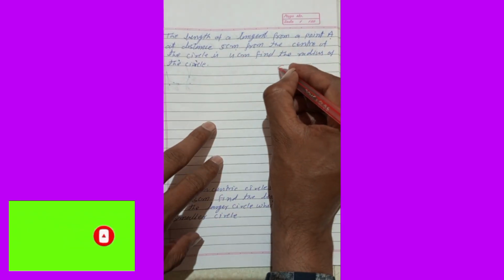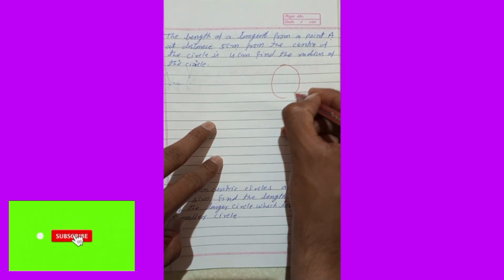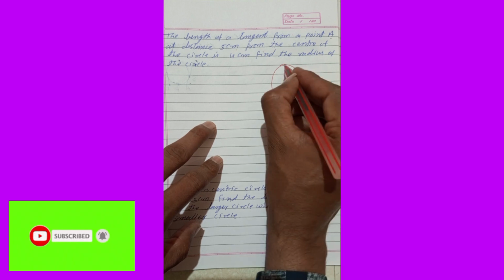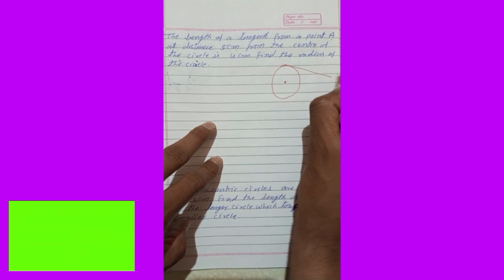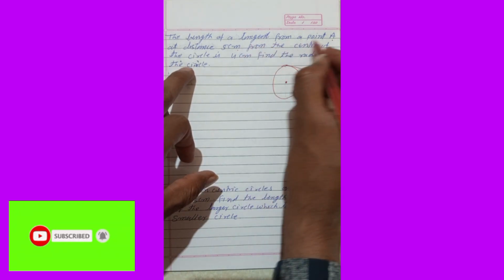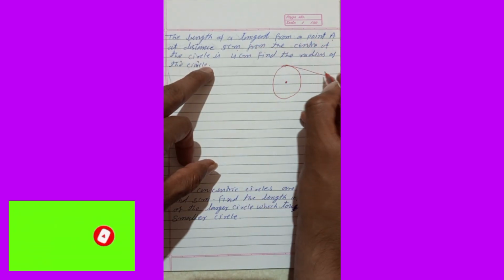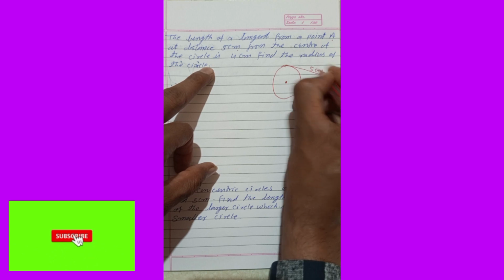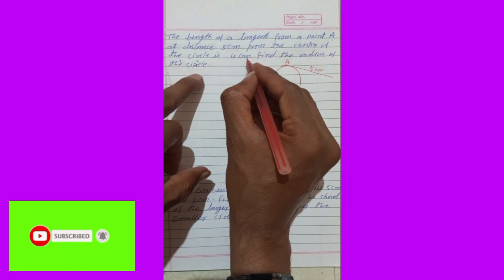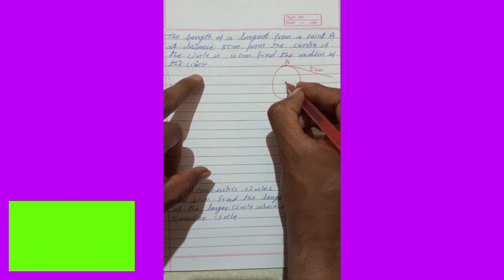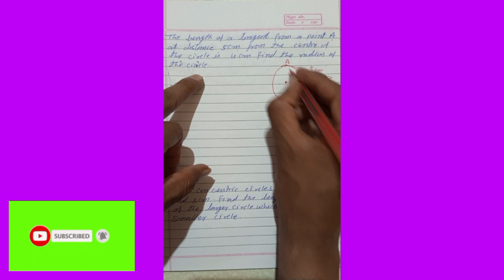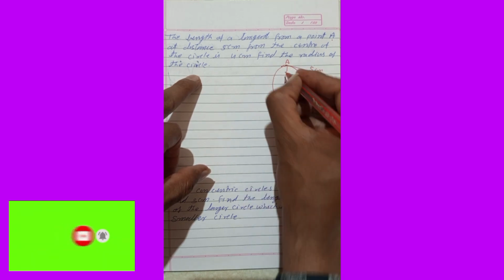One circle is there, in that O is the center, and one tangent is drawn from a point. Suppose that it is given the point A. The distance of A from the center is 5 cm, and the length of the tangent is 4 cm. So find the radius of this circle.